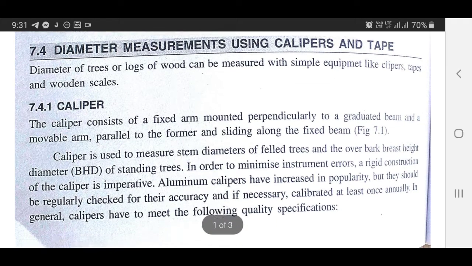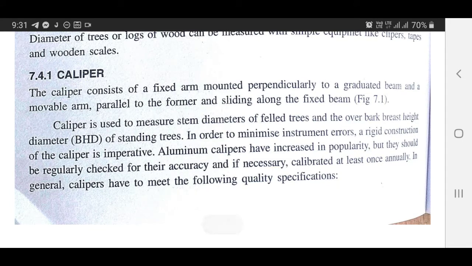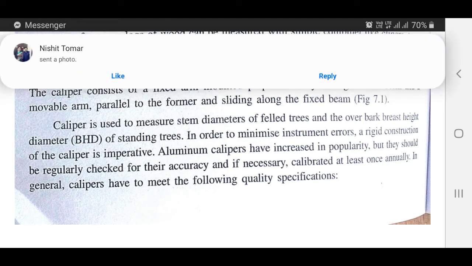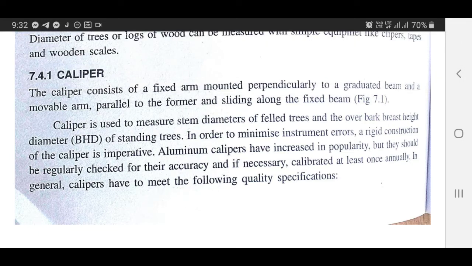First one is caliper. The caliper consists of a fixed arm mounted perpendicularly to a graduated beam and a movable arm parallel to the former and sliding along the fixed beam. You can see in figure 7.1. Caliper is used to measure stem diameters of felled trees and the overbark breast height diameter (BHD) of standing trees. In order to minimize instrument errors, a rigid construction of the caliper is imperative.